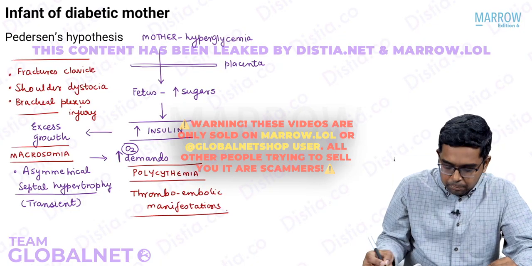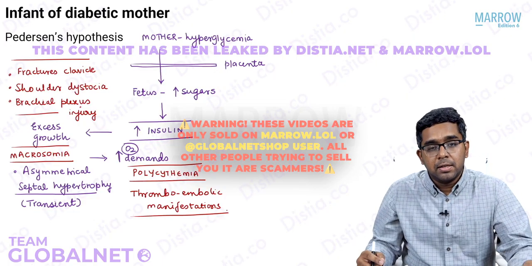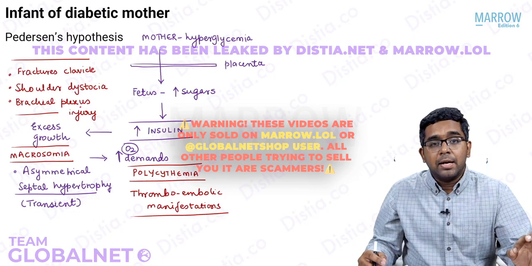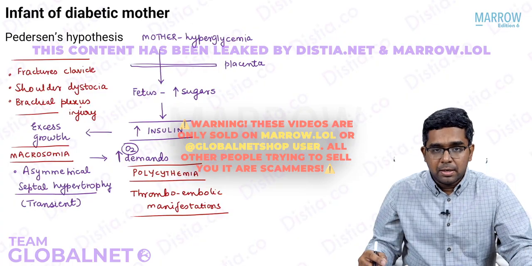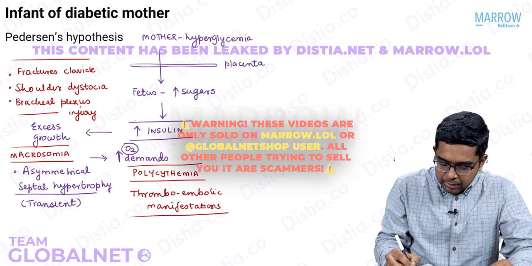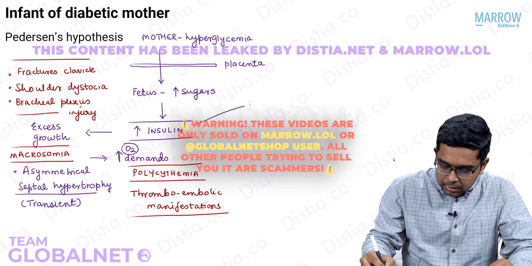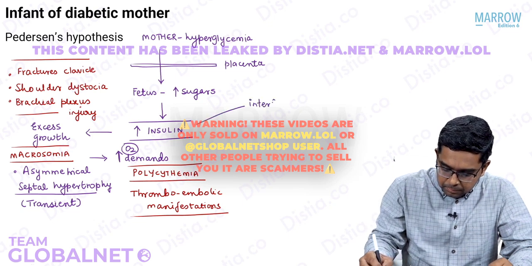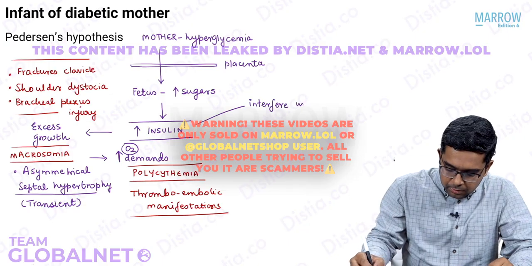This is because of polycythemia causing hypercoagulability in the blood and causing thromboembolism as a manifestation. The next set of manifestations can be remembered like this. Increased insulin can interfere with surfactant maturation.